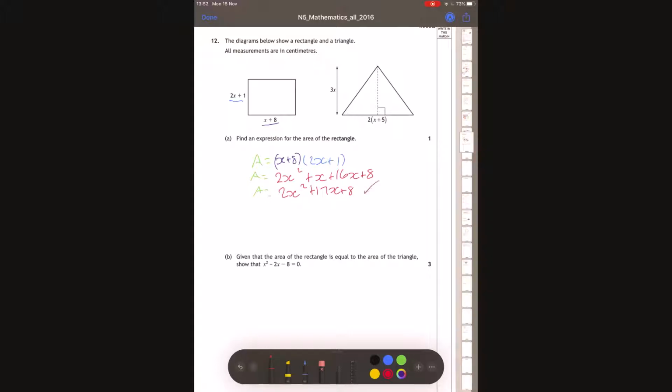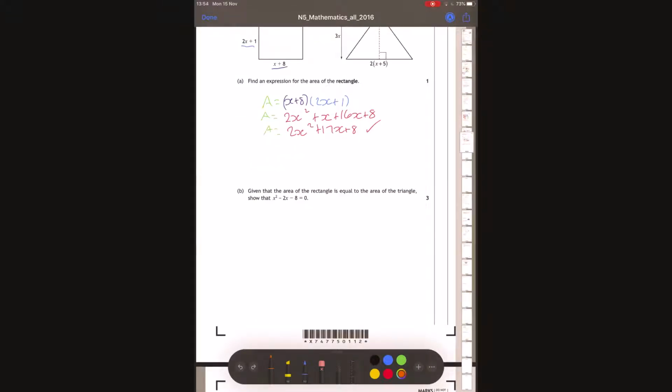I don't think you have to multiply it out, guys. I think this is enough, according to the marking scheme. So, good for you. So for part B, given that the area of the rectangle is equal to the area of the triangle, show that x squared minus 2x minus 8 is equal to 0. So this is a bit easier, guys, because we have an aim. It says show that, so we know that's correct, so that's what we can go for.